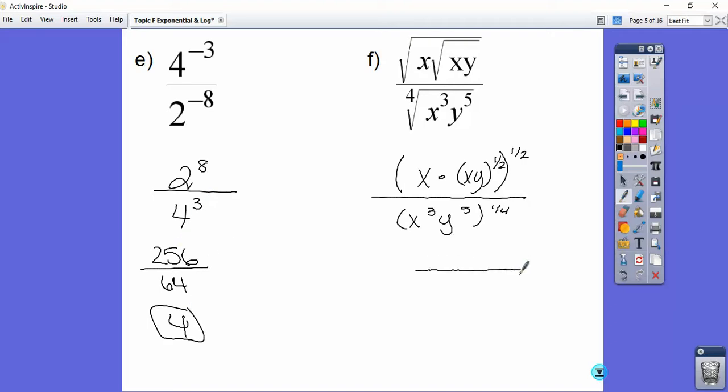Let's start, guys. We just have to start applying these exponents. Let's work on the inside. So I have to distribute that 1/2 to each of them. On the bottom, power to a power will be multiplied, so 3 times a 4th will be 3/4. 5 times a 4th will be 5/4.